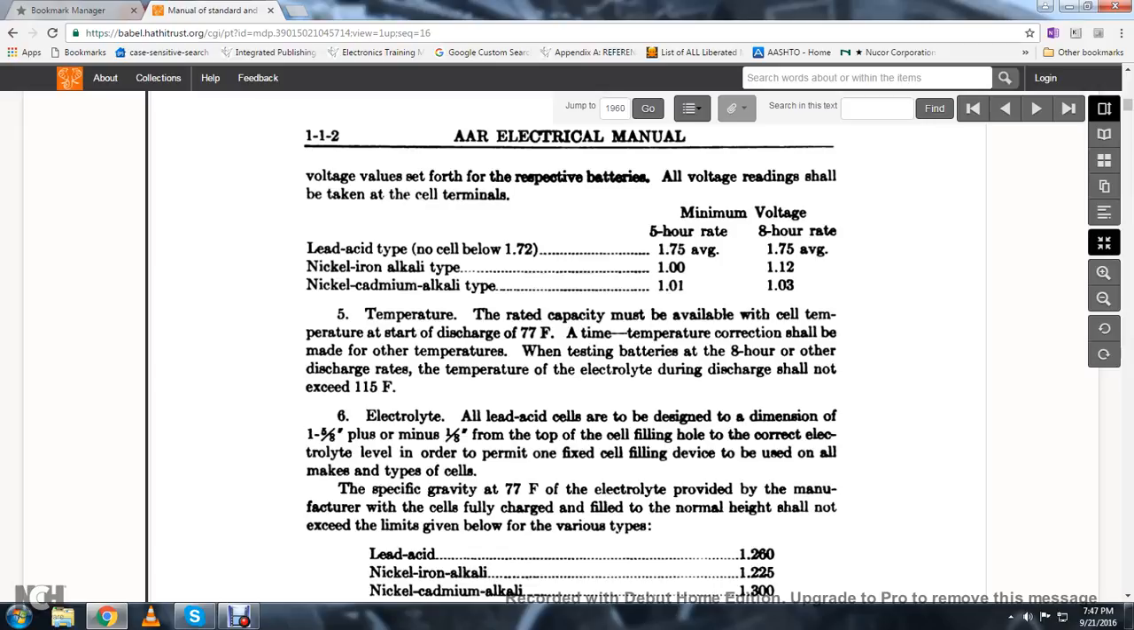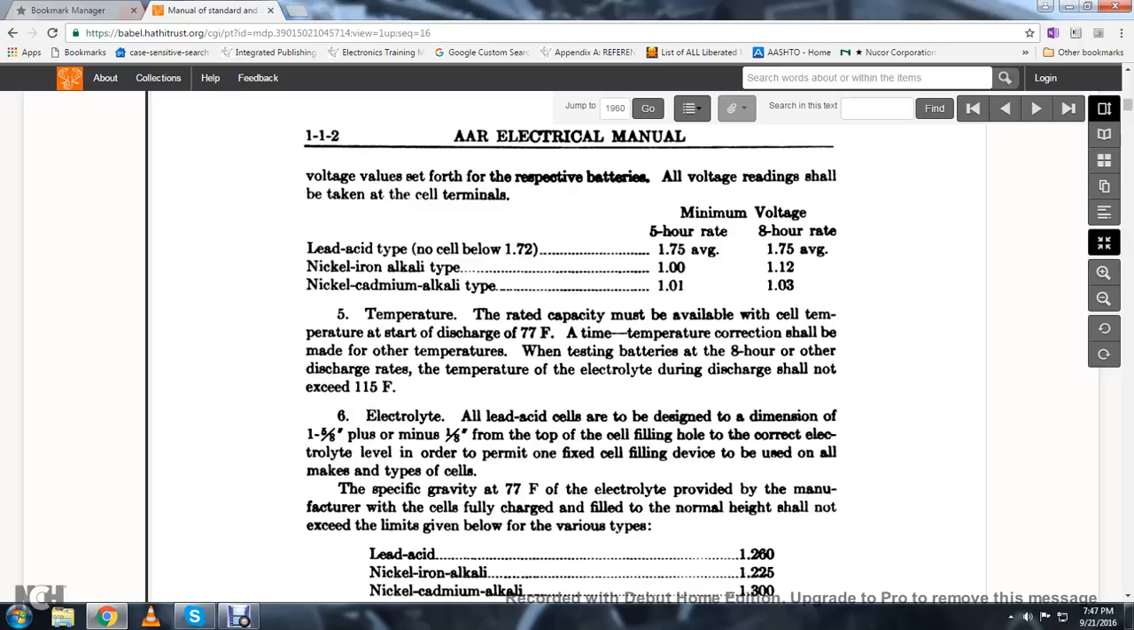The minimum voltage, lead acid type: no cell being below 1.72, the average 1.75, at the 5-hour and 8-hour rate. Nickel iron alkaline type: 1.0 at the 5-hour rate, 1.12 at the 8-hour rate. Nickel cadmium alkaline type: 1.01 at the 5-hour rate and 1.03 at the 8-hour rate.